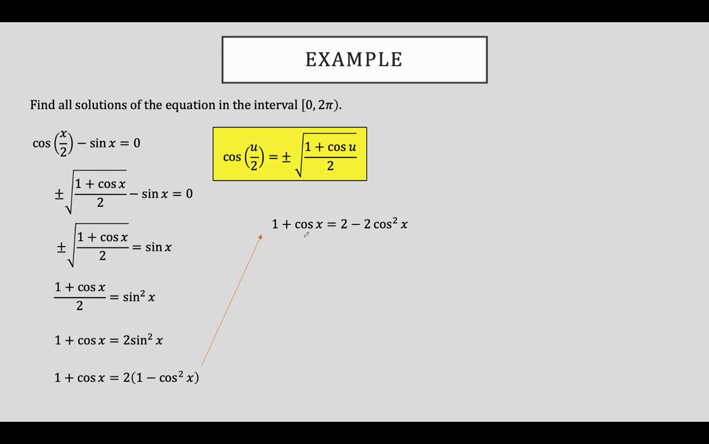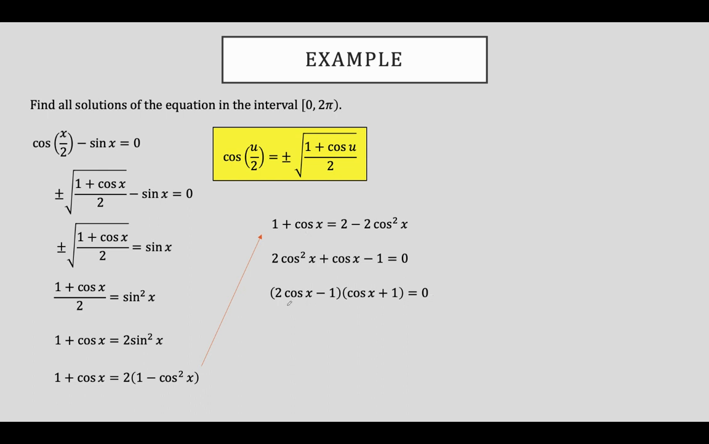Bringing everything over to the left-hand side, that gives us 2 cosine squared x plus cosine x minus 1 is equal to 0. And now this is factorable. Quadratics, we can factor them into a binomial times a binomial. This one factors into 2 cosine x minus 1 times cosine x plus 1 is equal to 0.